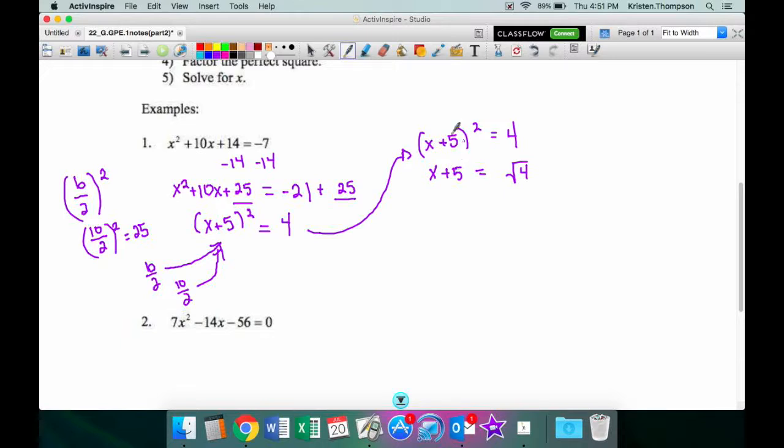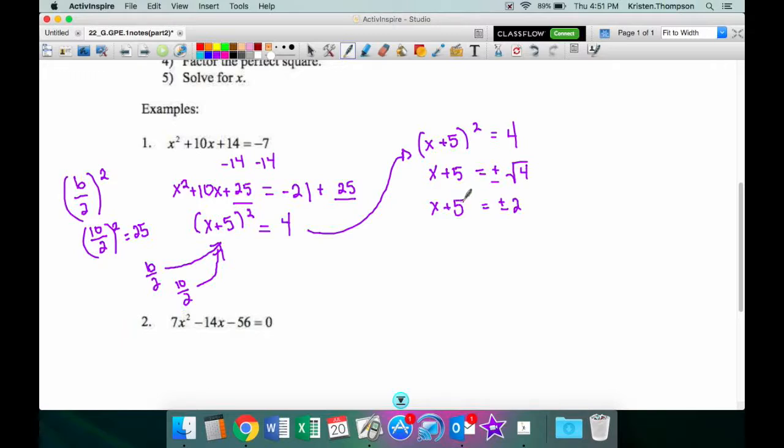When I take the square root of the square, it just leaves me with the binomial x plus 5. And when I take the square root of 4, that's going to give me 2. But you have to be very careful. When you're solving an equation and you're taking a square root, you have to consider both the positive and the negative root. So our answer will actually be plus or minus the square root of 4, or plus or minus 2.